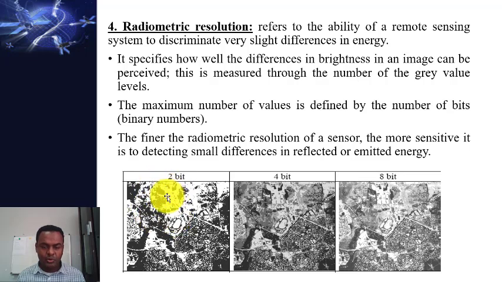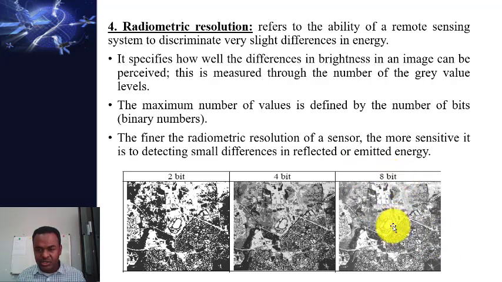So 2 to the power of 2 is 4. So this type of imagery will have 4 levels of gray, brightness values. What about 2 to the power of 4? That is 16. So this imagery will have 16 levels of brightness value, or digital number, manifested in the image. What about 2 to the power of 8? This is 256 levels. This is an 8-bit imagery.